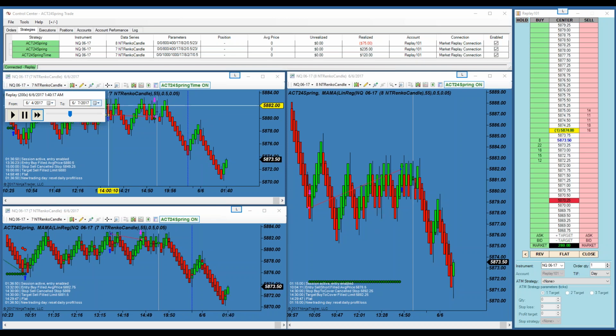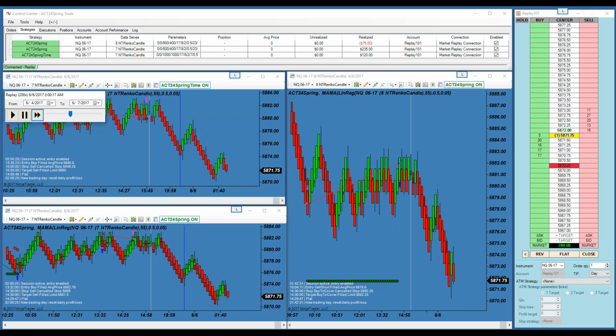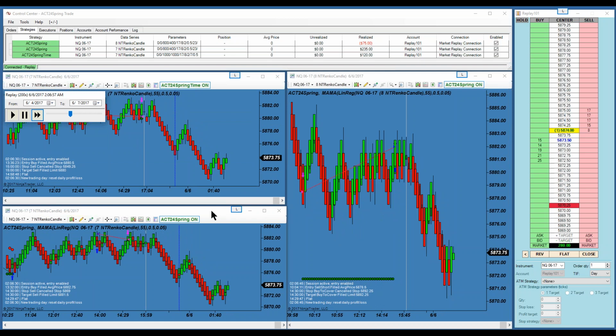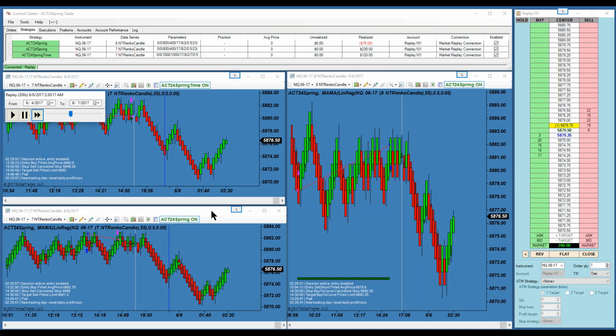You can see how sideways it is. So we're over 6 hours and the market didn't move too much. Now, we're on the last couple of days of the 617 contract series.